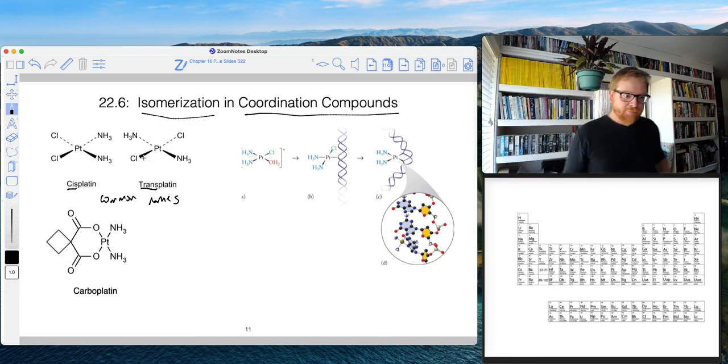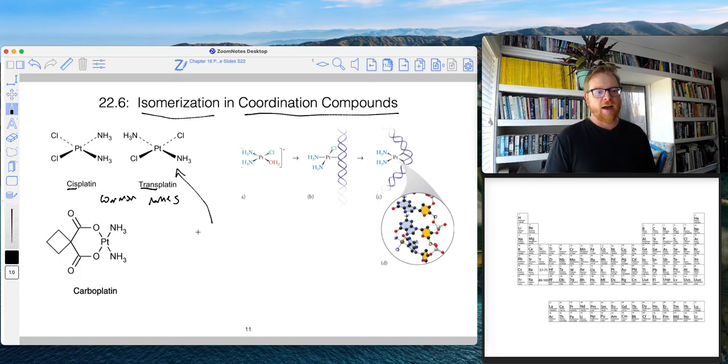And that's why we call this transplatin, okay? As it turns out, these are really, really useful, but only one version is useful. So transplatin is basically worthless. And I'm sure there's some pharmaceutical biochemists out there that are going to be like, what? No, that's not true.